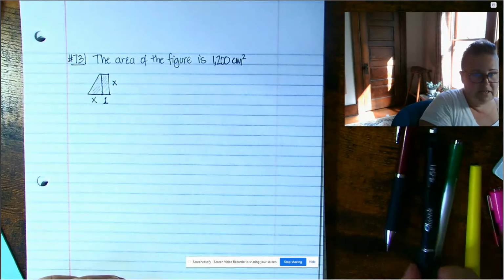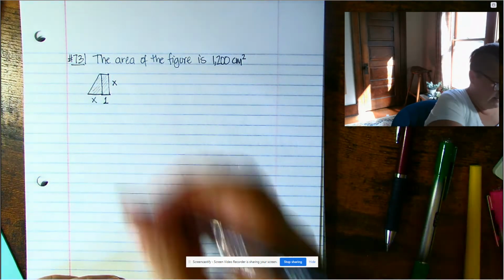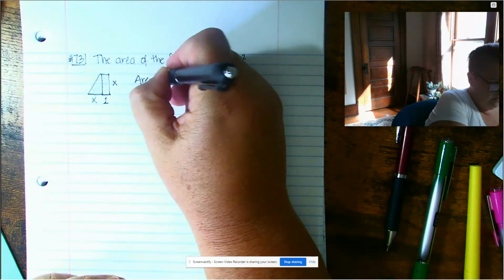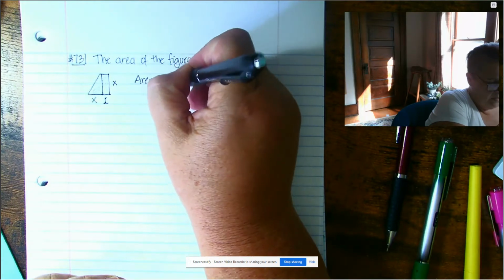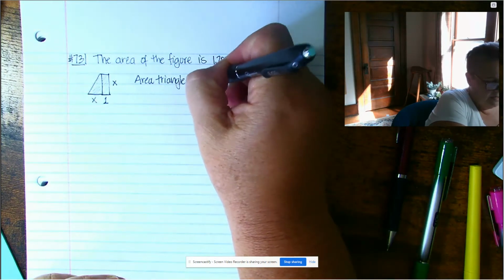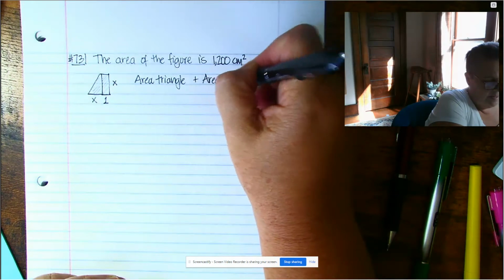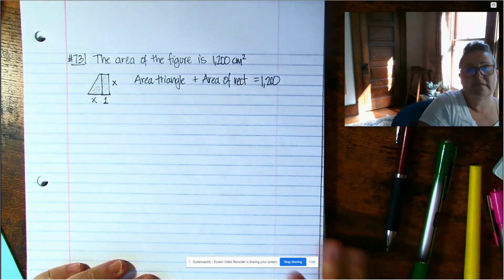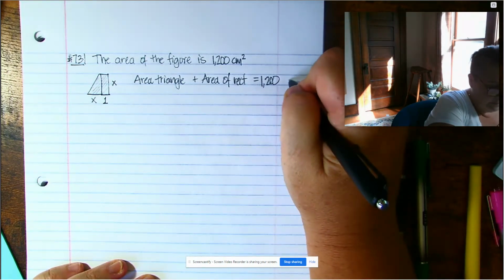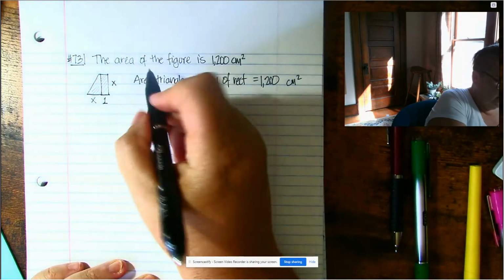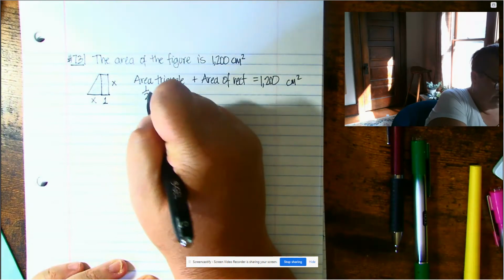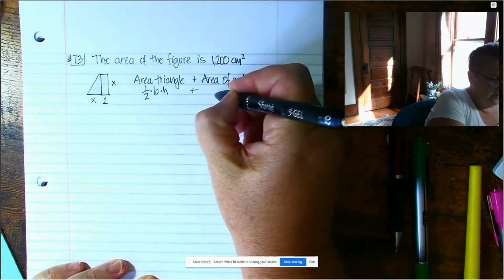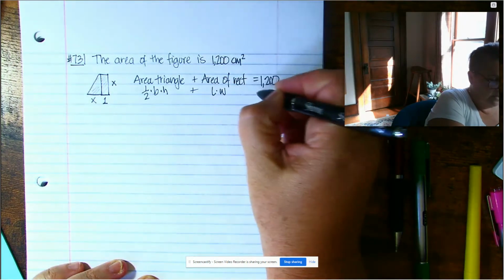So the area of this figure. Now, can you see the two figures? And the idea here is that you recognize this as the area of the triangle plus the area of the rectangle, and that has to equal 1,200 centimeters squared. The area of a triangle is 1/2 times the base times the height. The area of the rectangle is the length times the width.